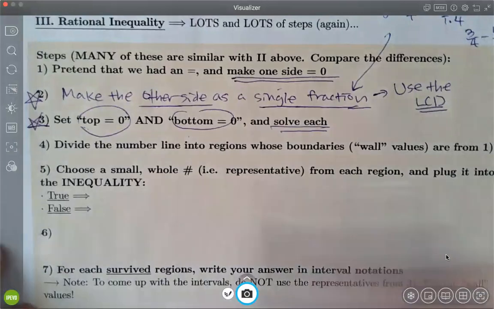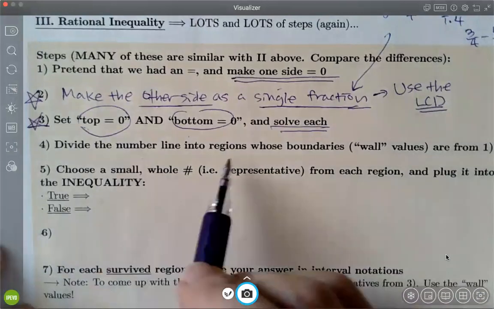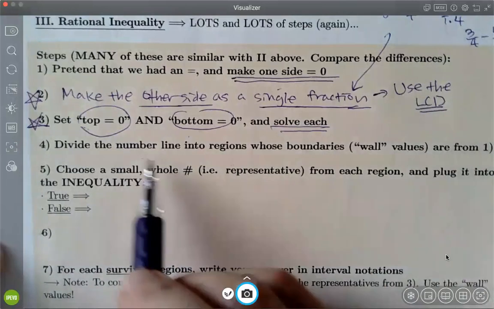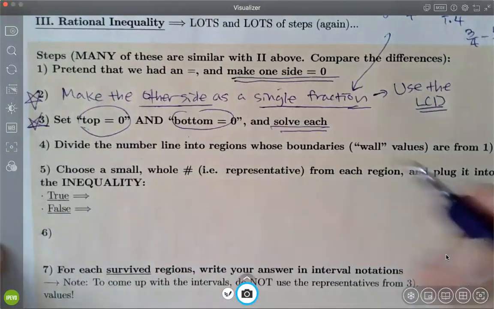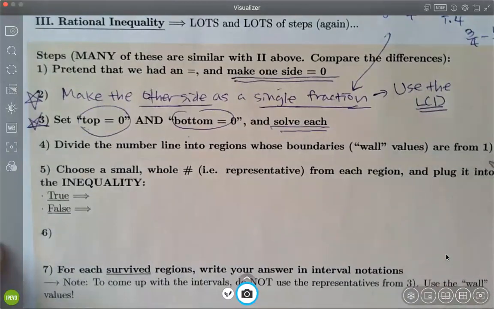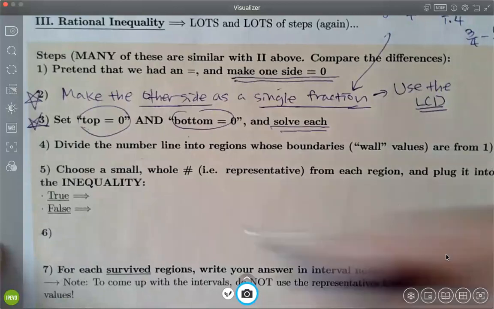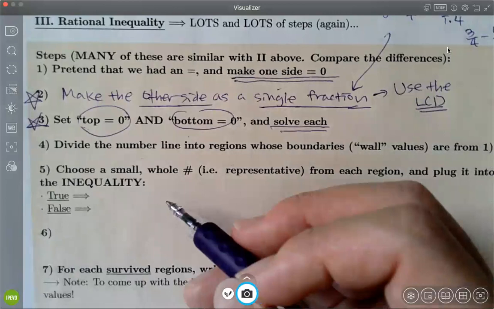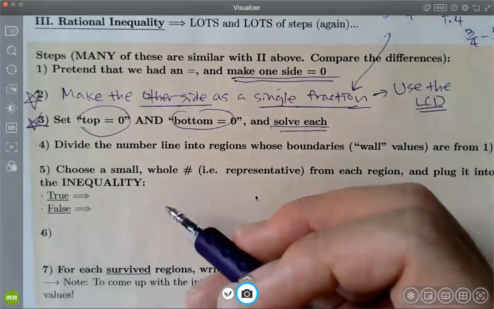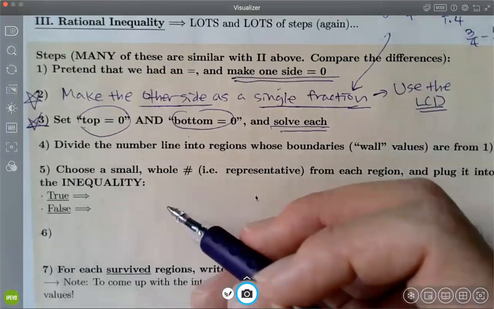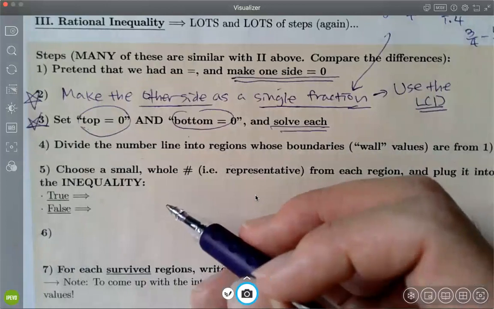So generate the number line and divide the number line into regions whose boundary values are from the previous step. Okay, so here I said the values are from step number 1, but it's actually step number 3. Okay, so it's the same thing as before. And now what did we do next? So now from the regions, we pick a value. Okay, so again, it's the same step as before.